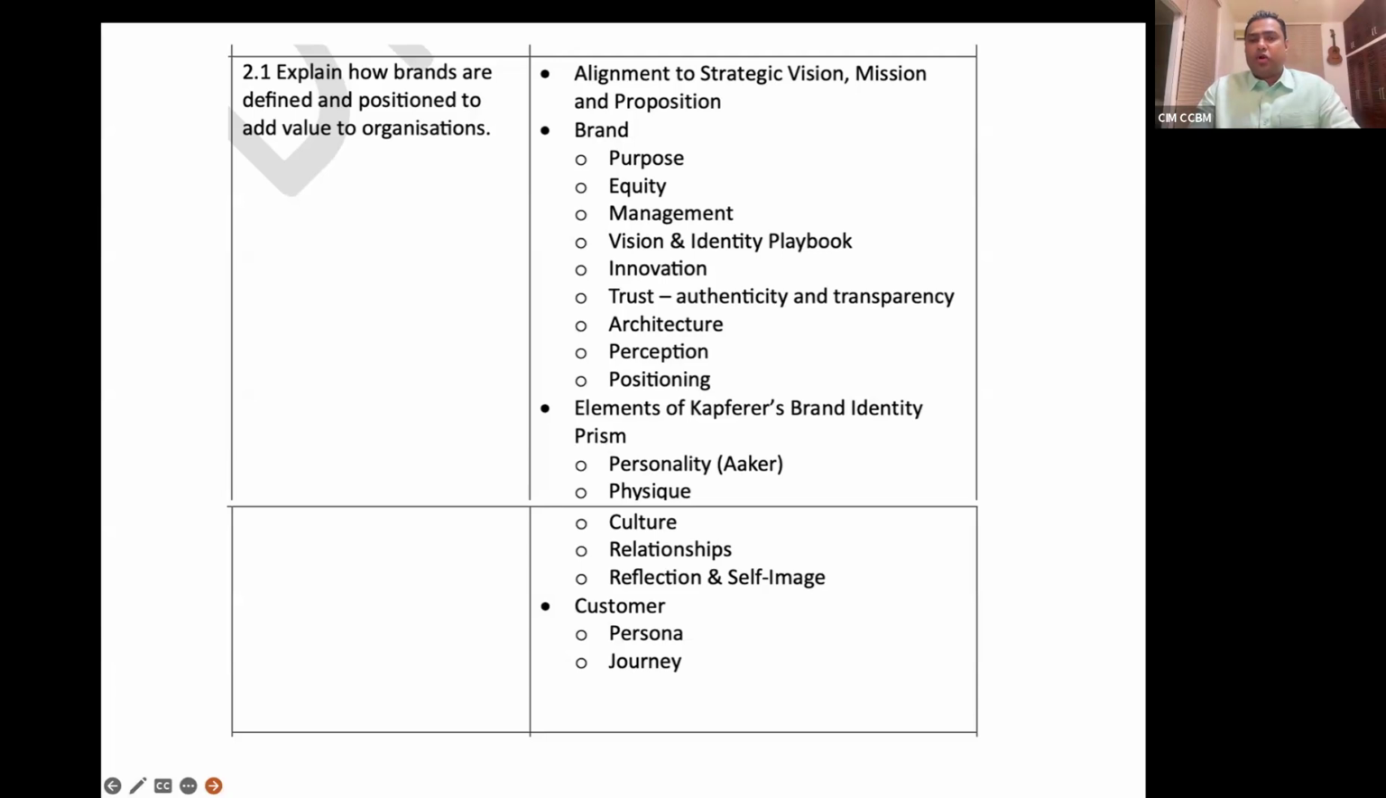We're also going to learn an important theory by Kapferer. It's called Kapferer's brand identity prism. And in that, we're going to learn an important theory. And finally, we conclude by discussing customer journey and customer personas. Okay, so let's get started.